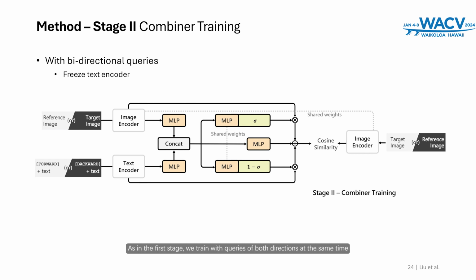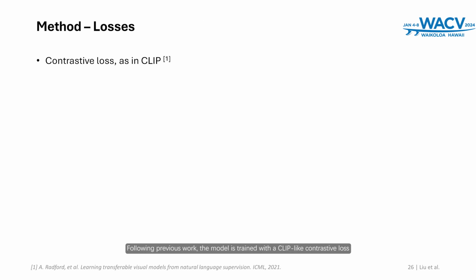As in the first stage, we train with queries of both directions at the same time. And at this stage, there's no need to distinguish whether a query is forward or reversed in the implementation front, because the model processes them in the same way. Therefore, we don't have to change anything to the training pipeline or the model. Following previous work, the model is trained with a CLIP-like contrastive loss.